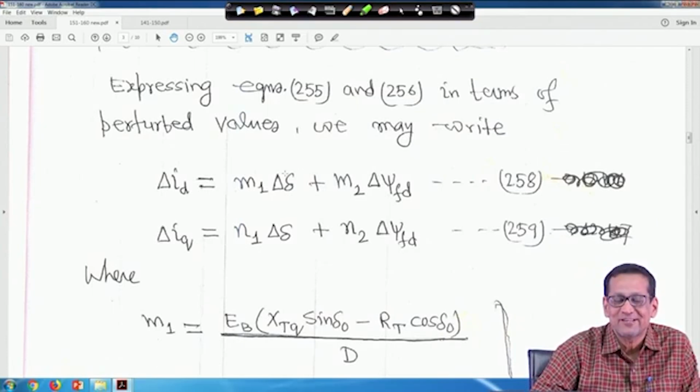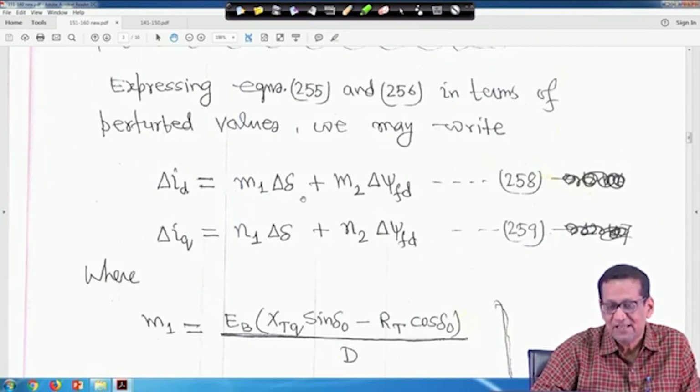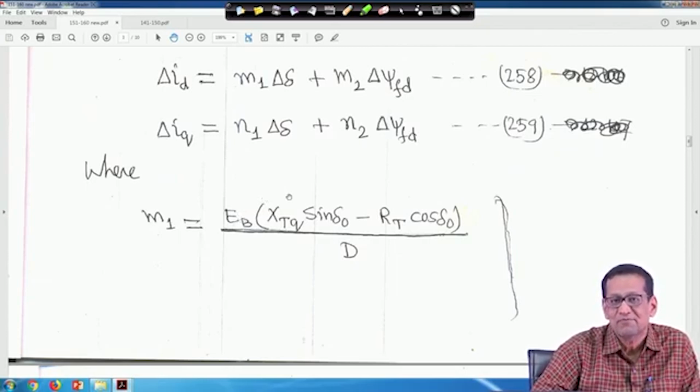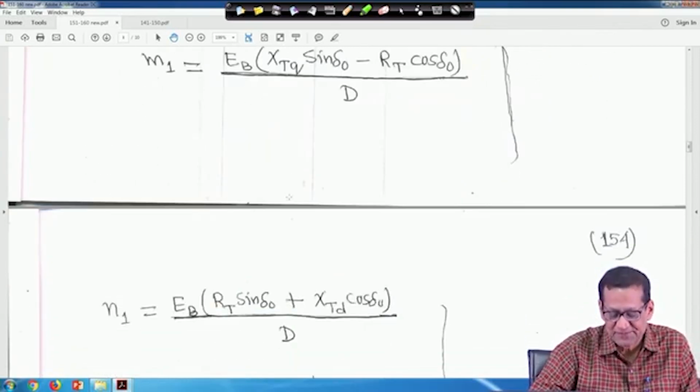So, you please do it once, and just remember m1 delta delta, m2 delta psi fd, n1 delta delta. If anything is given, m1, m2, n1, n2 will be supplied rather than computing, because I know it is difficult to remember all sorts of things, right.